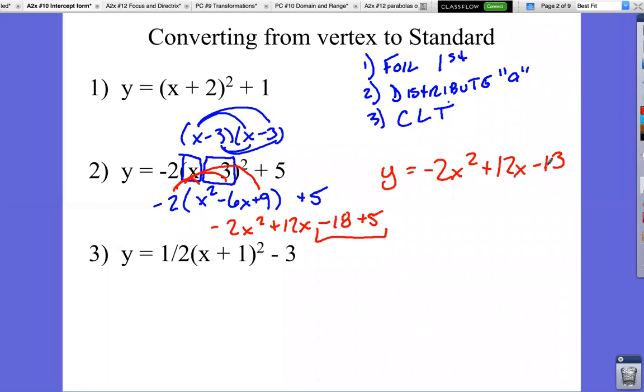Wait, sorry, I'm confused. How'd you get the first part? How'd I get this part right here? Yeah, I'm confused right there. Okay.